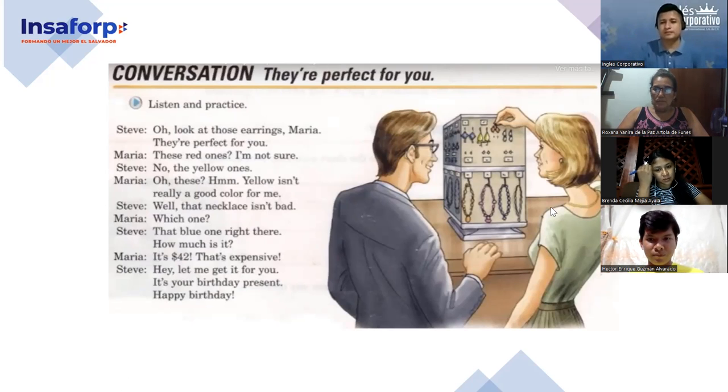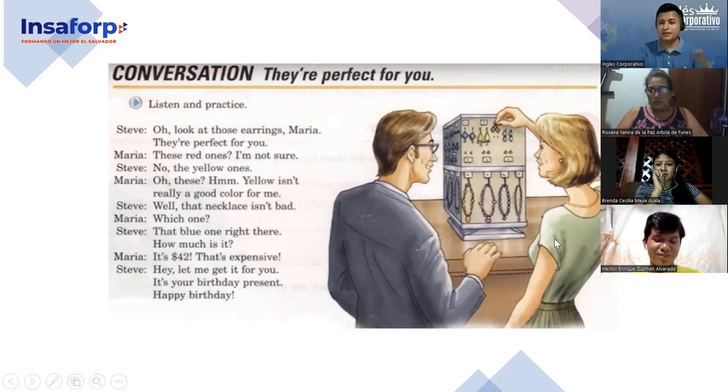What is she wearing? ¿Qué viste? What is this, Héctor? What is this? Está usando una blusa color verde. Oh, una blusa. How do you say blusa in English? Sí. No, verdad. No, I'm sorry.